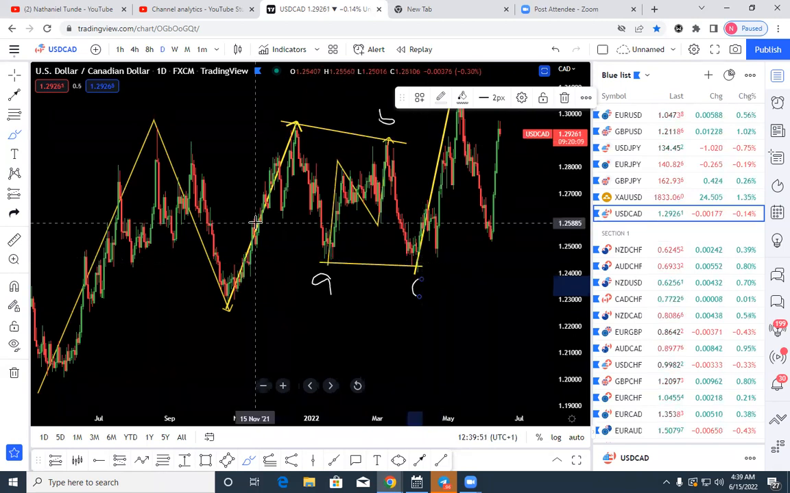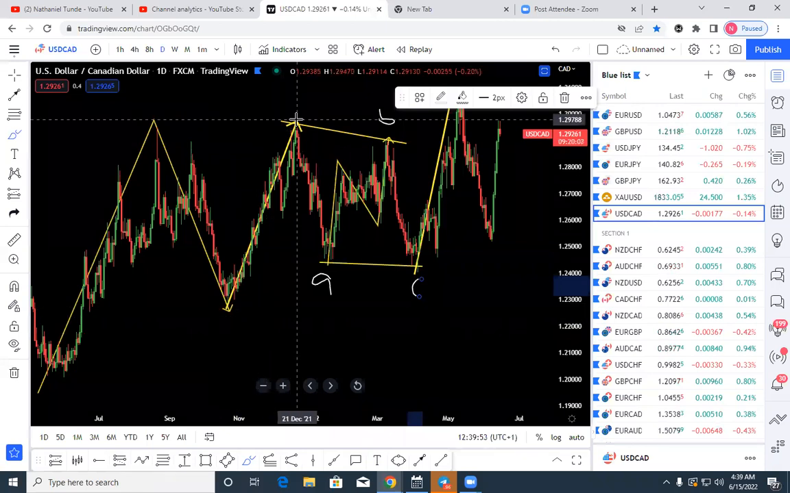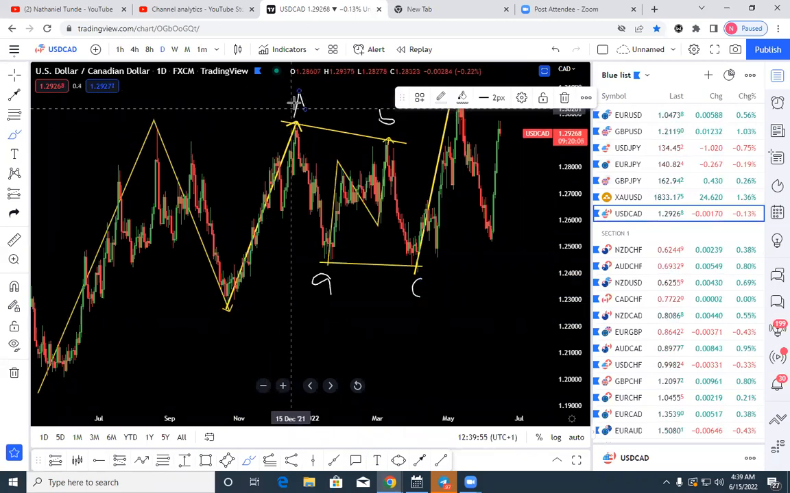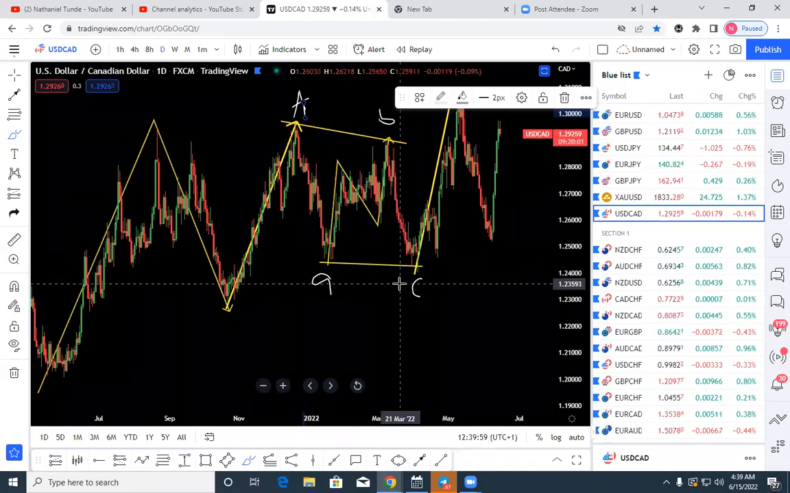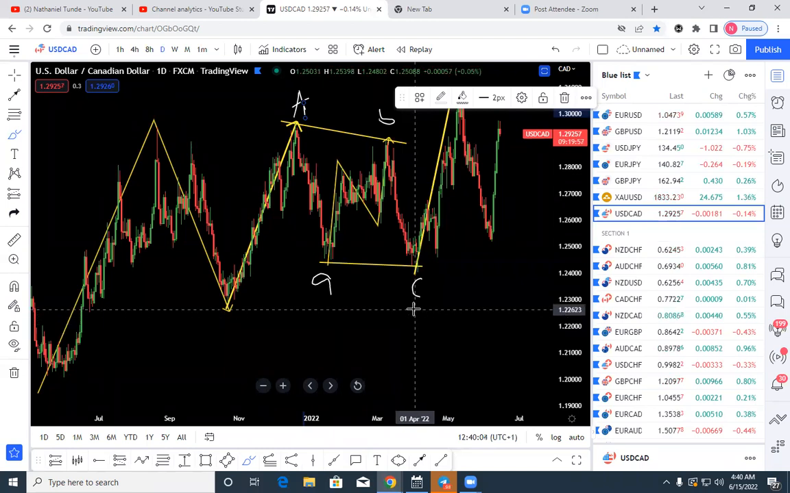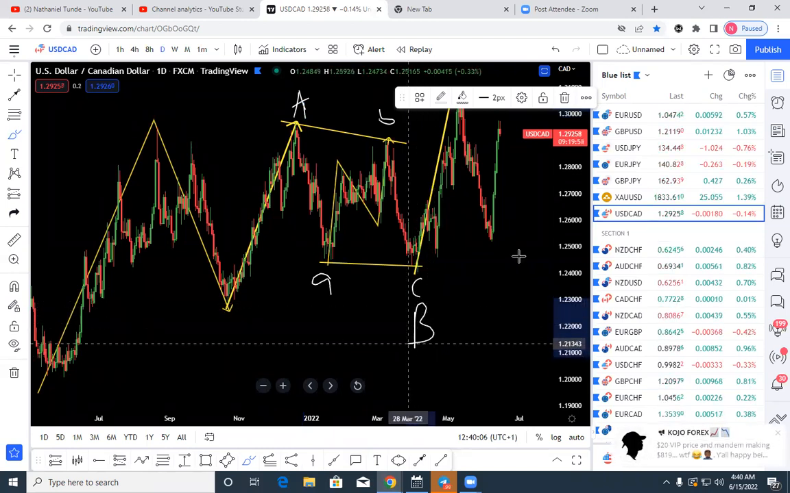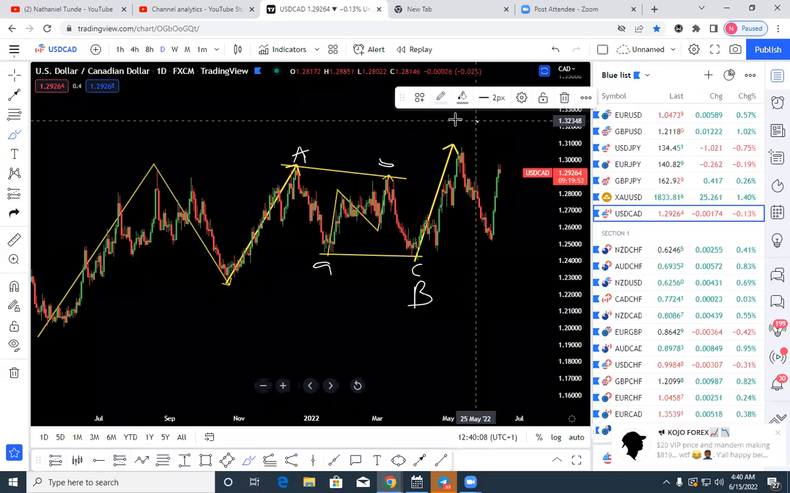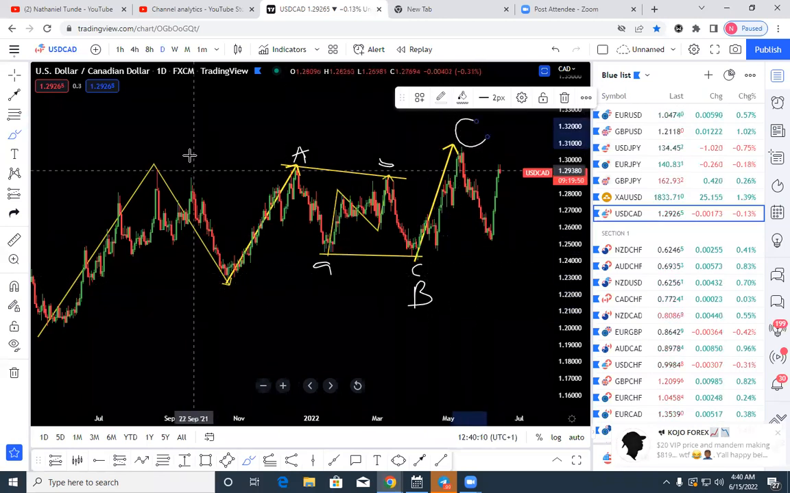Okay? So after that, you see this is a big move to the upside. That is a big A. Can you see? This is A, B, and C. It's already in three waves. And I told you wave B is always in three waves. You see wave B here. And then you see wave C here. This is complete structure.